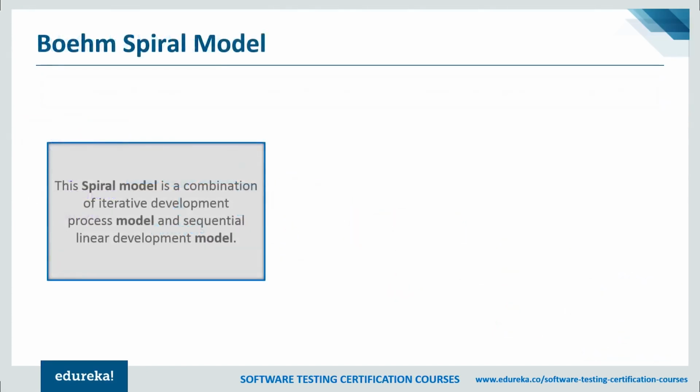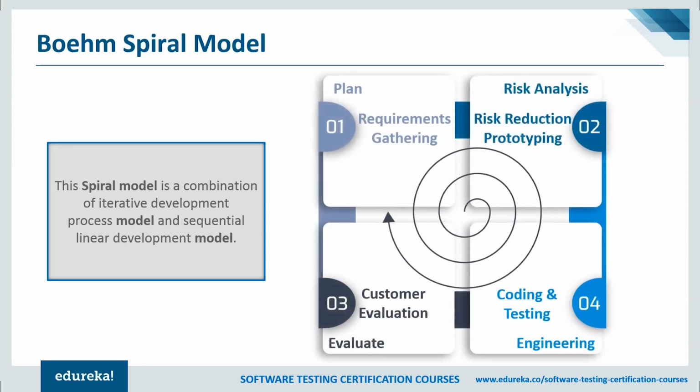Next, let's take a look at the Boehm spiral model. The spiral model works in an iterative nature. It is a combination of both the prototype development process and the linear development process, that is your waterfall model. This model places more emphasis on risk analysis. Mostly this model is adopted for large and complicated projects where risk is very high. Every iteration starts with planning and ends with the product evaluation by the client.